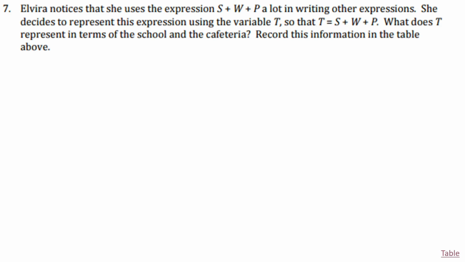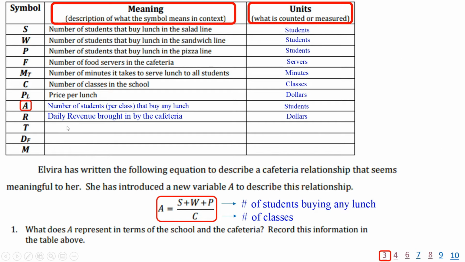Let's see. What does T represent in terms of the school and the cafeteria? Record this information in the table. It's no longer above, it's on my hyperlink. So what does T represent? I'm thinking T represents the number of students buying any lunch or total lunches, something like that. Number of students who buy any lunch in a day. And what's being measured there again? Students. Okay, or you could think of that as lunches served. So I put it like that, just so we could see it both ways. They say the same thing though.